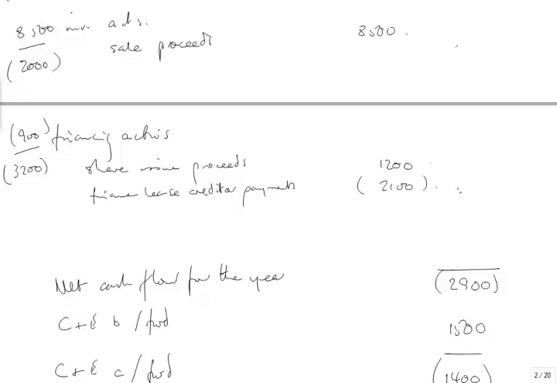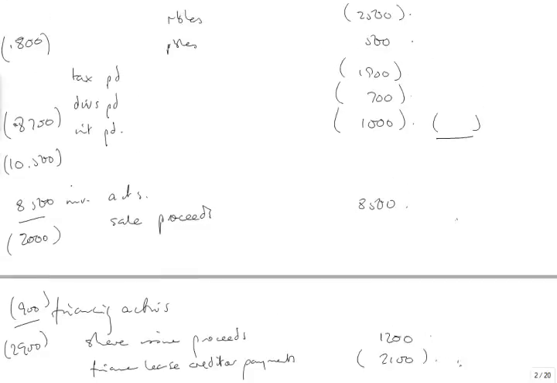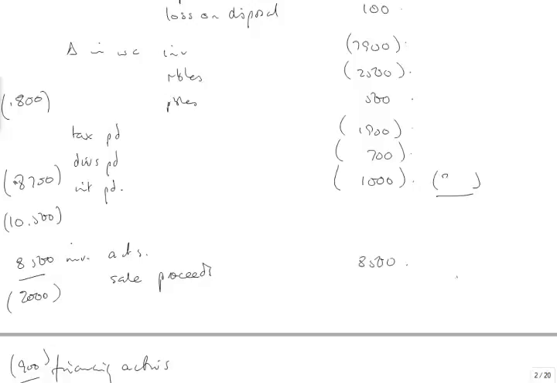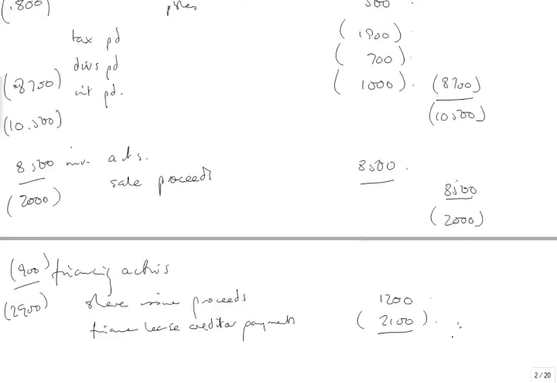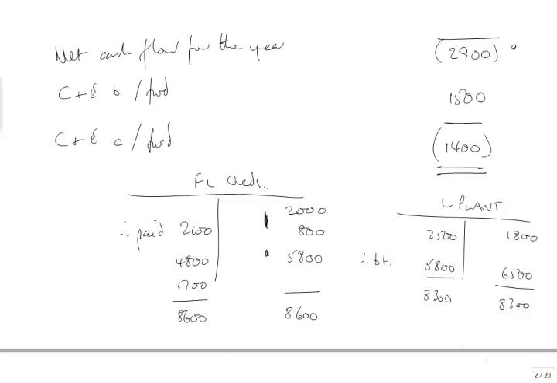That becomes 900. That gives me 2,900 negative, and that's what my figure is here. So I can then put these figures in. 8,007 gives me 10,500 negative. 8,500 positive gives me 2,000 negative. 900 negative gives me 2,009, and that's the cash flow statement.